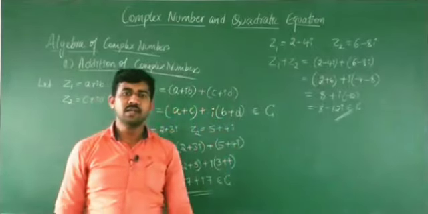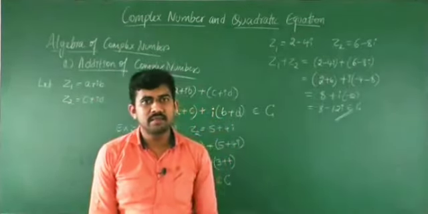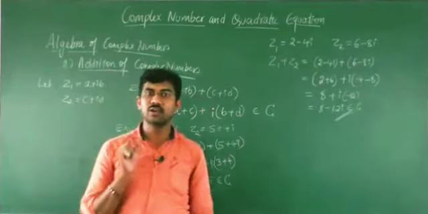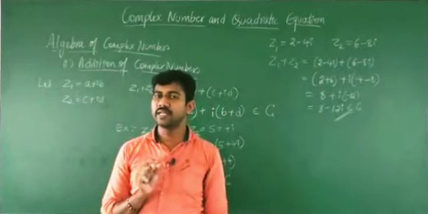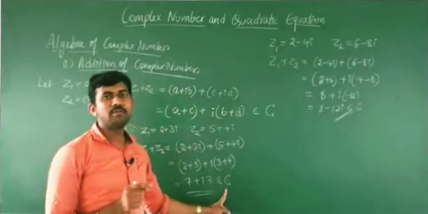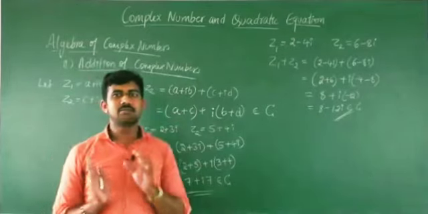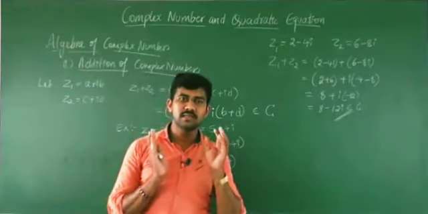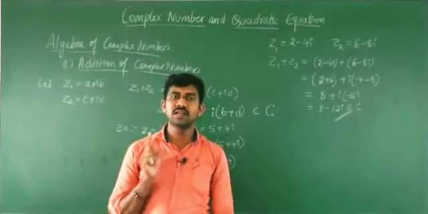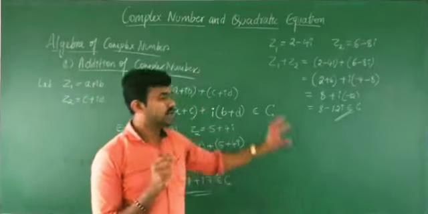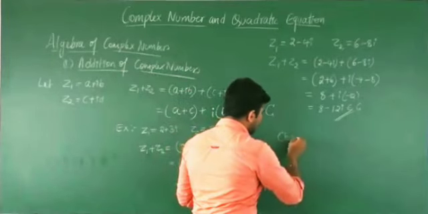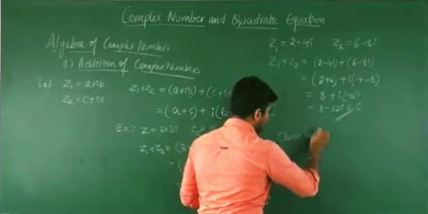What is closure? Closure means the sum of two complex numbers, because it is addition. We say closure is satisfied, why? Because if you add two complex numbers, the result is a complex number only. Means the sum of two complex numbers is a complex number. So clearly the closure law holds in the addition of complex numbers.